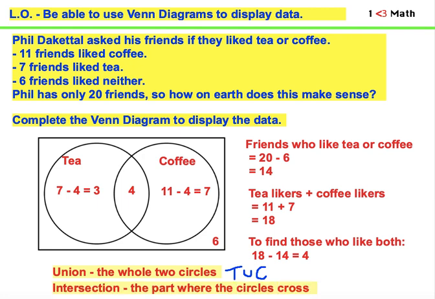Now the intersection, which I also mentioned, is the part where the circles cross. In this case, it's the 4 people who like both tea and coffee. So that's the 4 people in the intersection, and that is represented with a symbol like that. So that's the intersection of T and C, the intersection of tea and coffee, the people who like both tea and coffee. So, I hope that's been helpful.